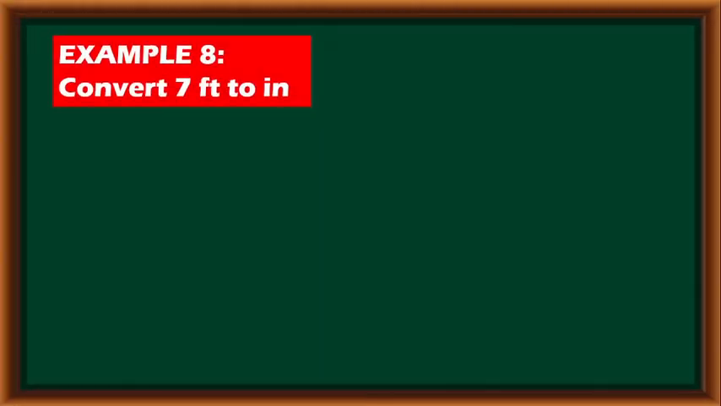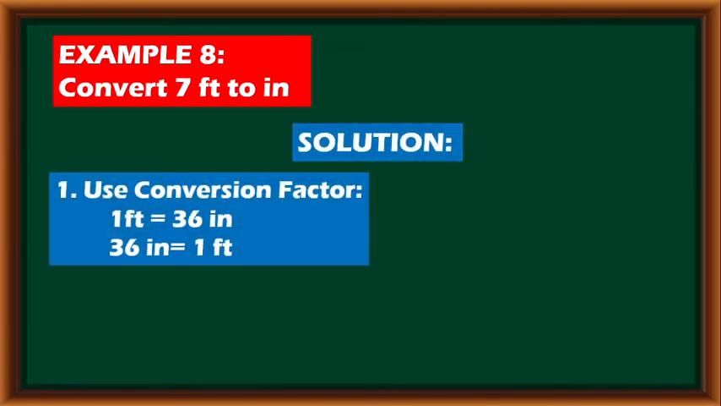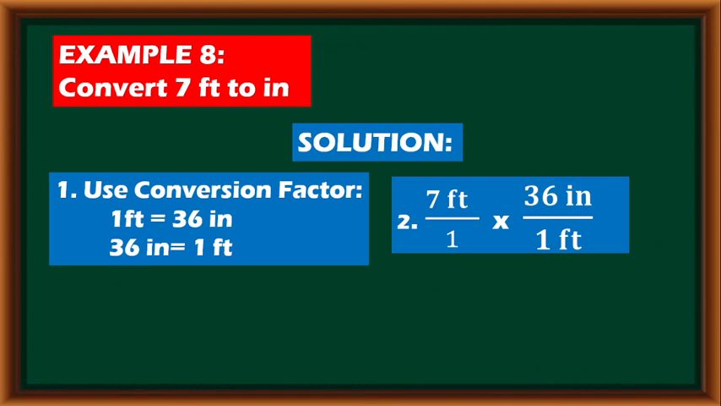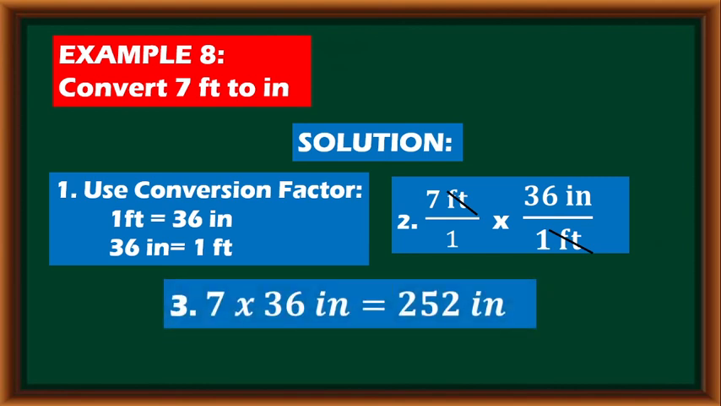Next, for number 8, convert 7 feet to inches. Solution. You can make use of the same conversion factor: 1 foot is equal to 36 inches, or 36 inches is equal to 1 foot. That is 7 feet over 1 times 36 inches over 1 foot, and cancel out foot. Remaining now is 7 times 36, and that is 252 inches.